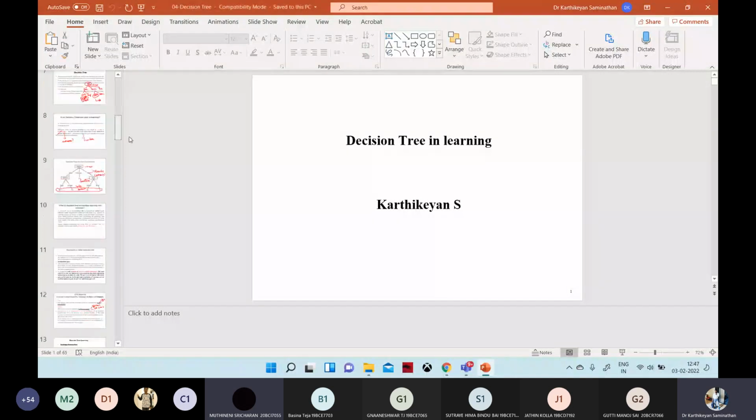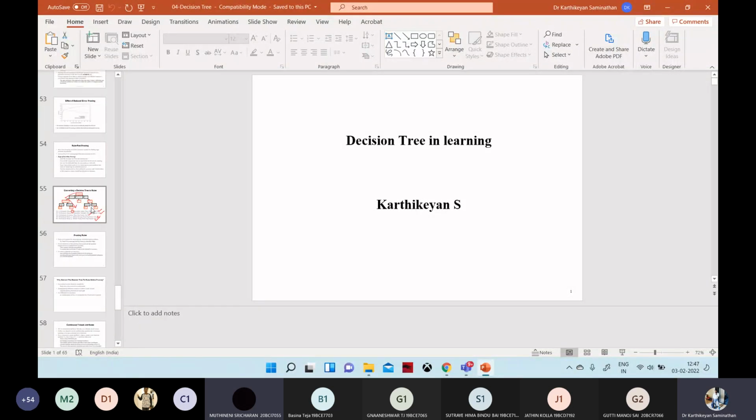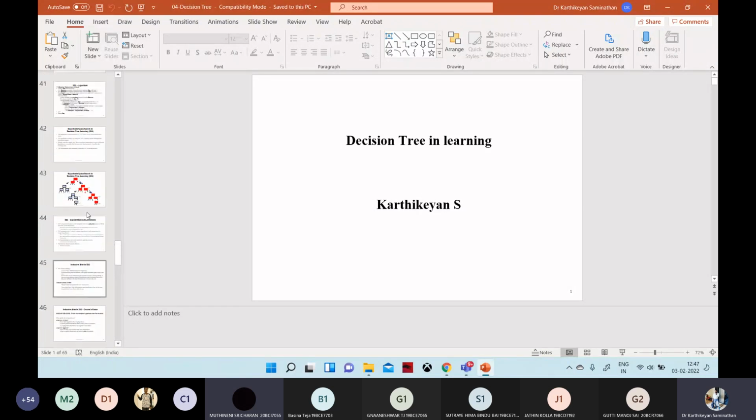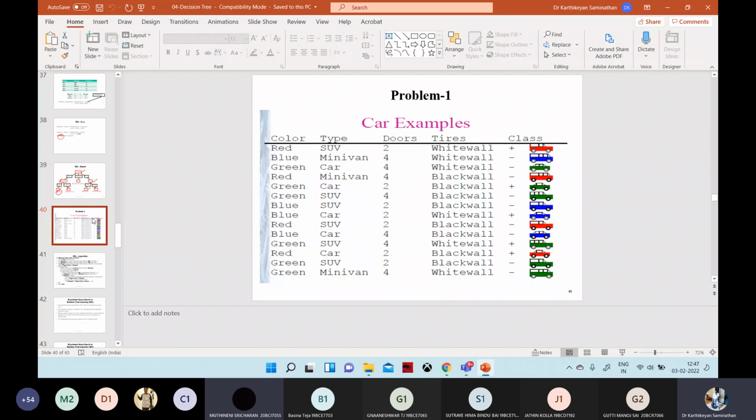At home you can try this. I'll upload this PPT. You can try the car problem so that you can come up with the answer. So go through the problem. There are 2 to 3 problems given in this slide. You can go through them and come up with the answers. Okay.